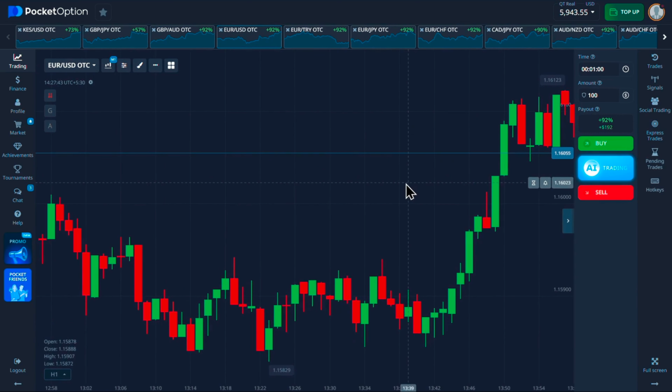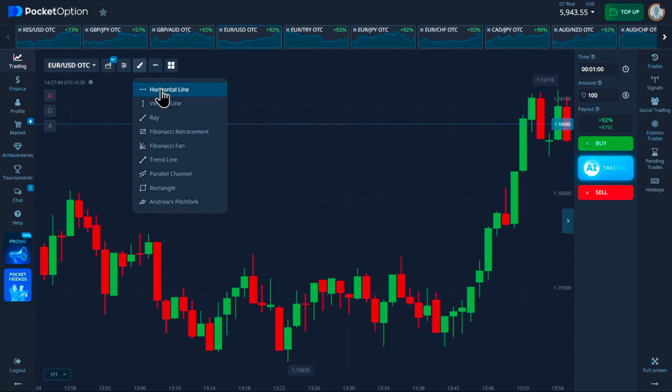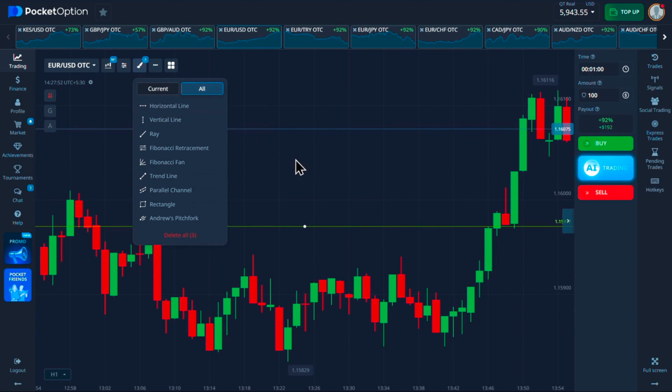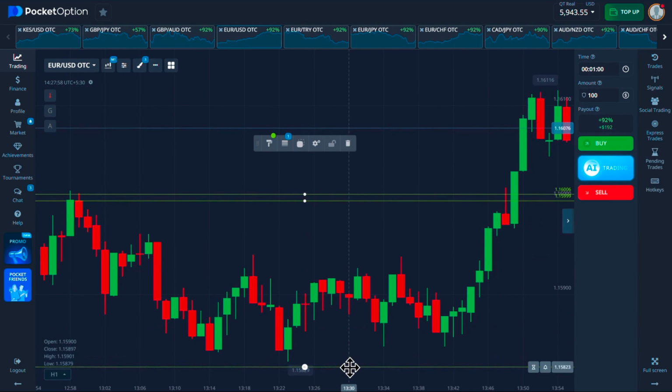So here, you can see that the market was moving between support and resistance. First, allow me to carefully draw a clear line here for you. So let's gently place it like this, precisely on the lower side.